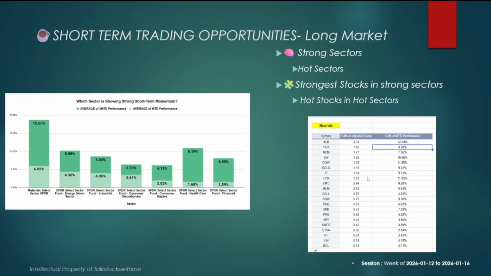And as I said in last week's video, I have a mechanism where I'm able to identify them via my custom scoring mechanism here, which you can see. So ALB has an adjusted score of 3.33, FCX has an adjusted score of 1.85, and month to date you can see their returns. ALB is up 12.34, FCX is up 9.28, SW is up 10.56, DOW is up 11.85. I don't know these companies, I just look at the data.